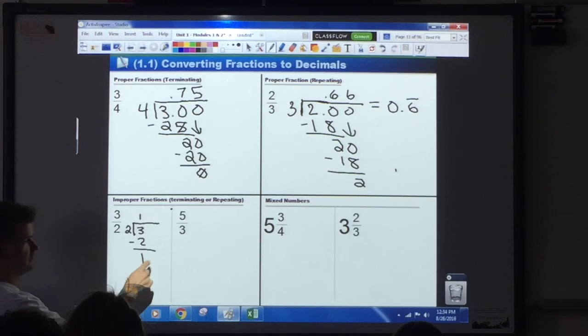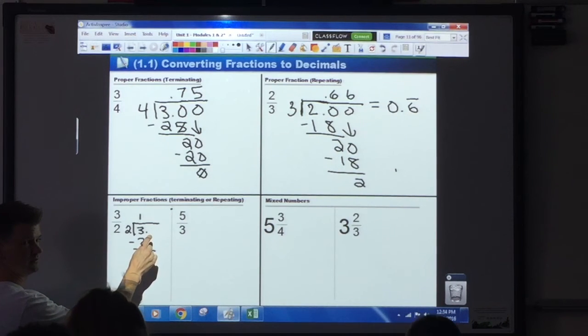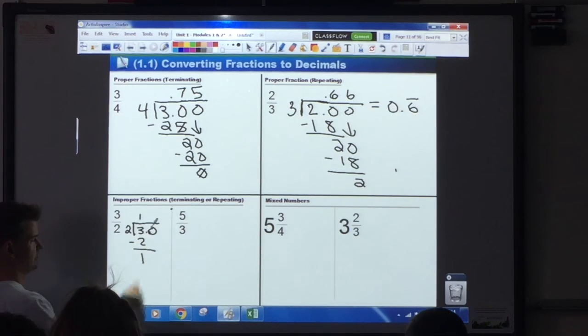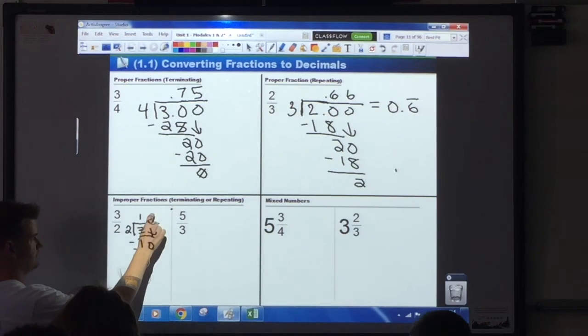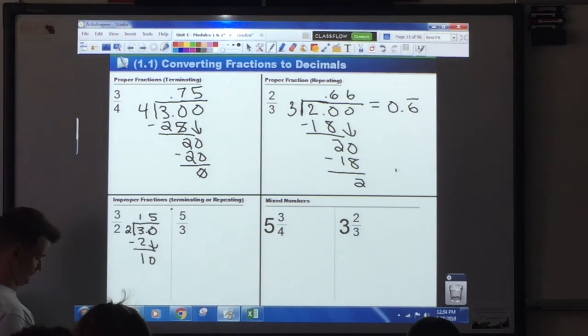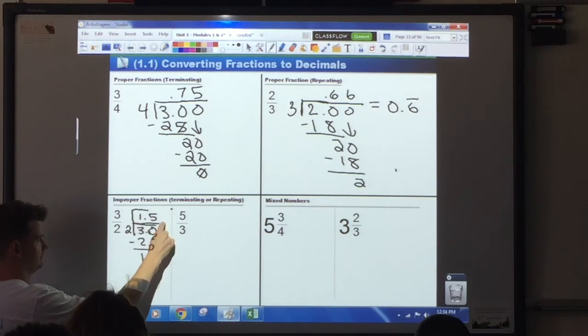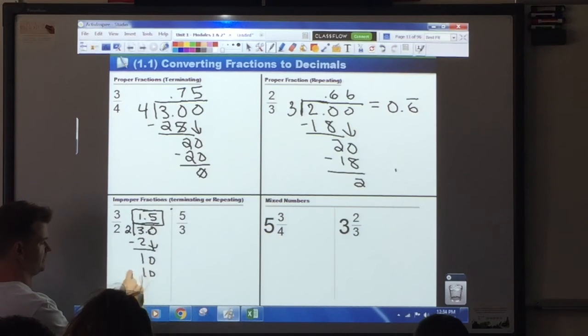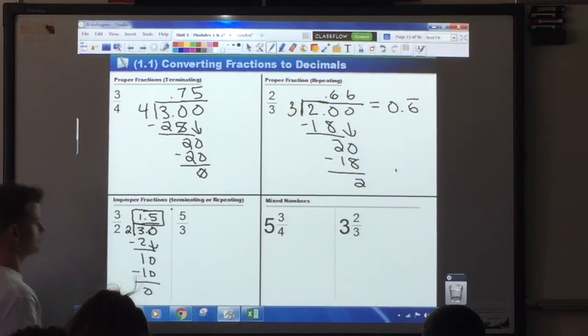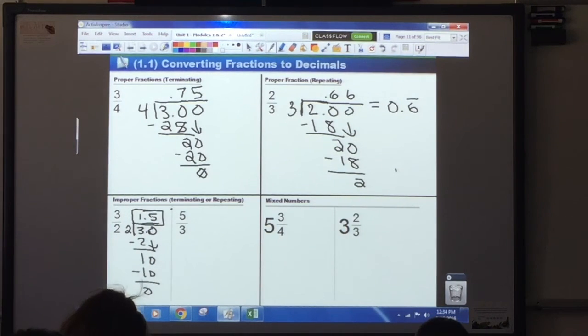Can 2 go into 1? No. So we drop a decimal and a 0, and we bring the 0 down. Can 2 go into 10? 5 times. Where did I make a mistake? You never put the decimal point up. Good job. 1.5. And it terminates because 5 times 2 is 10, and 10 minus 10 is 0. So I end up with 1.5.